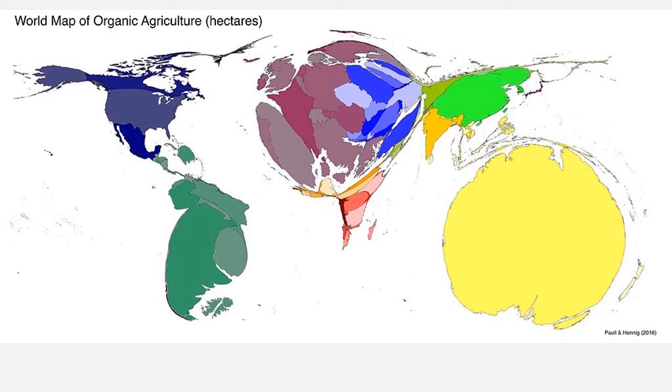Okay, this is a world map of organic agriculture where countries have been distorted in size based on how many hectares, which is close to 2.5 acres, of land are devoted to organic agriculture, right? So you can see someplace like Australia, which does a lot of organic agriculture, is gigantic. And a lot of Africa, which is just trying to, in some cases, grow enough food to feed their population, is not overly concerned with fancy things like organic agriculture right now.